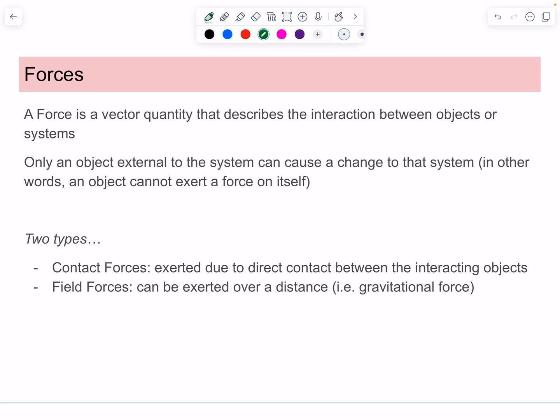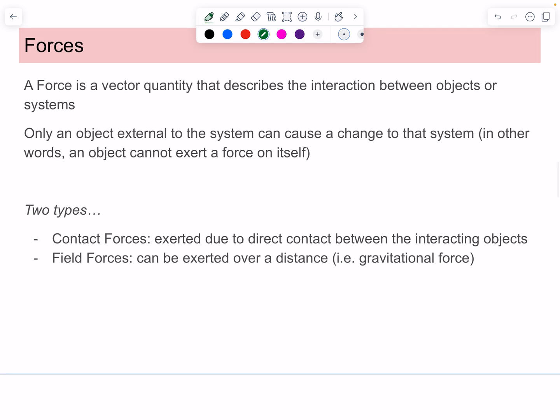We're going to break down all the different types of forces, but we can categorize them in one of two different buckets. The first is a contact force, which is exerted due to direct contact between the two interacting objects. The other type of force is a field force that can be exerted over a distance. The only one that we're really going to talk about in this class is the force of gravity. Other ones exist like magnetic field force or electrical field force, but we're not going to cover those in this class.